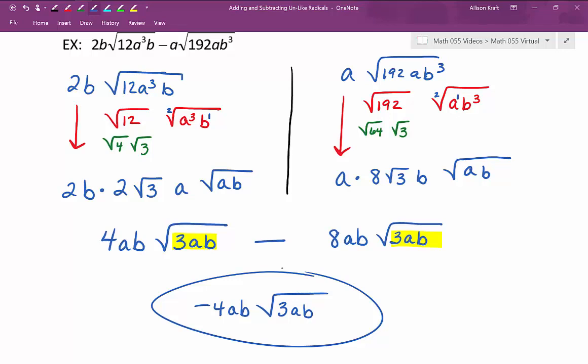Please note that if the 4ab and the 8ab were not like terms, we would not be able to combine it in this way. We would have to do some factoring and it becomes more complicated. In this course, you should have like terms on the outside as well.